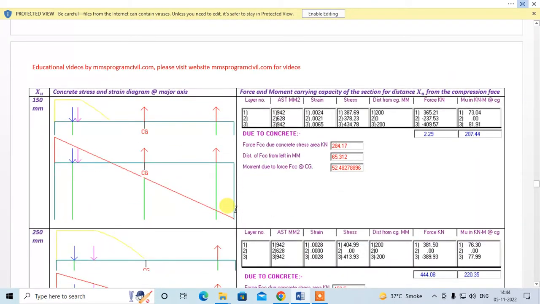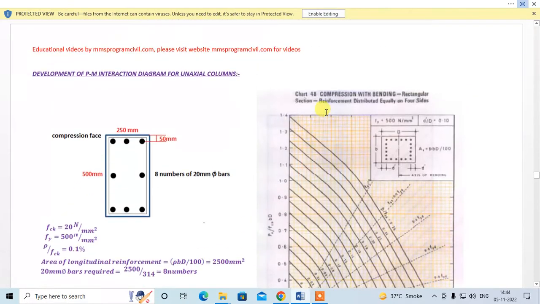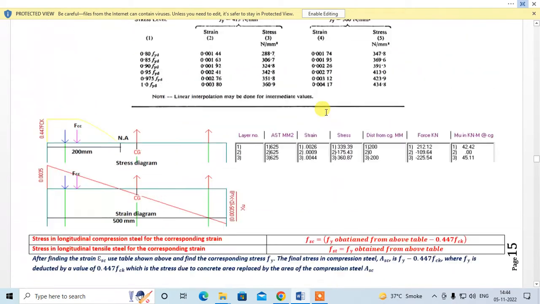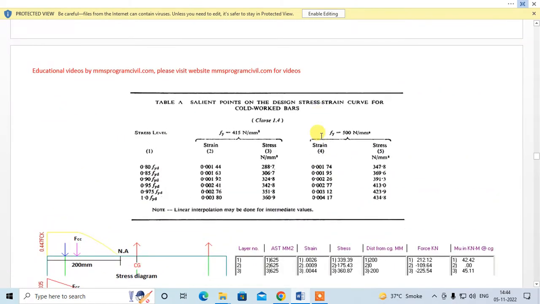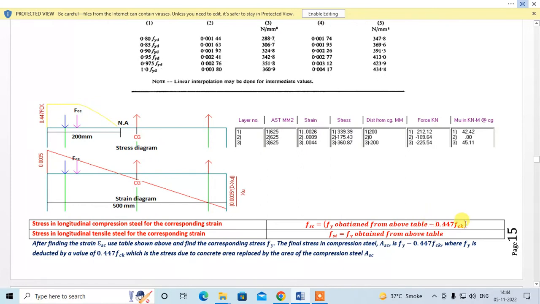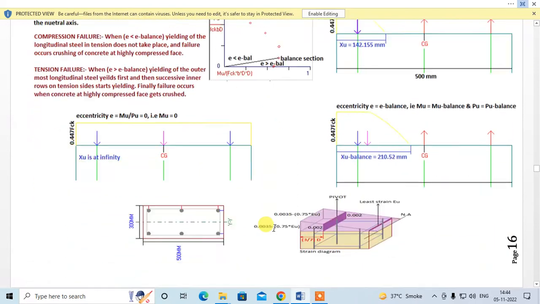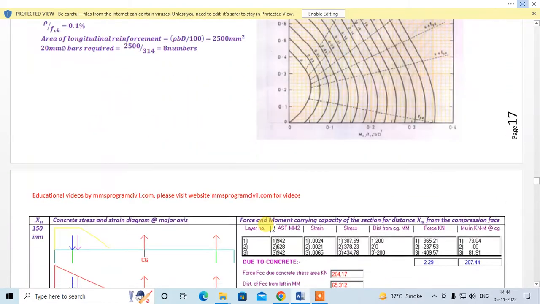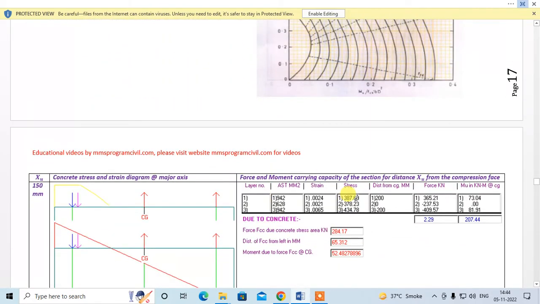So the strain is 0.0024, and this is steel under compression. So let us see table A. For 0.0024, our Fe is 500. So 0.0024 falls between these two. You find the stress. Whatever stress you get has to be deducted by 0.447 fck. That will be your final stress fc for that steel layer, right? So that final stress is 387.69.